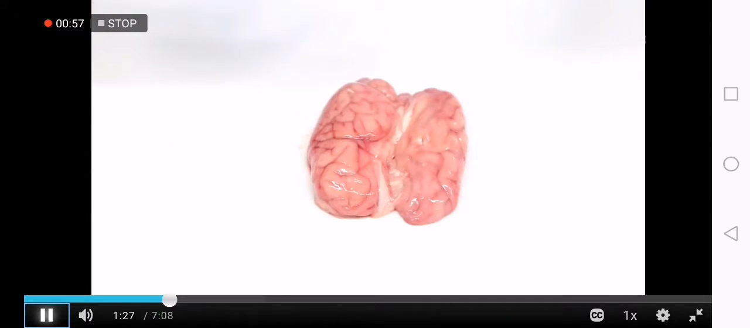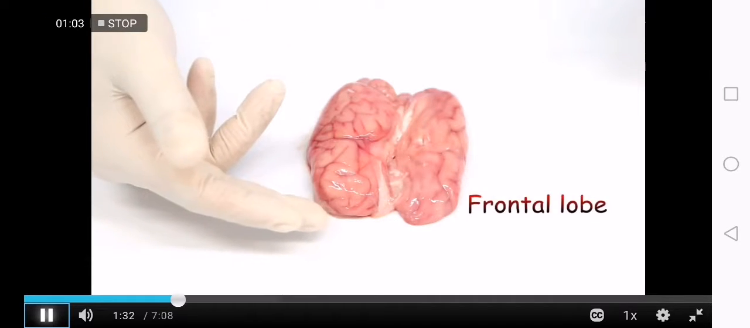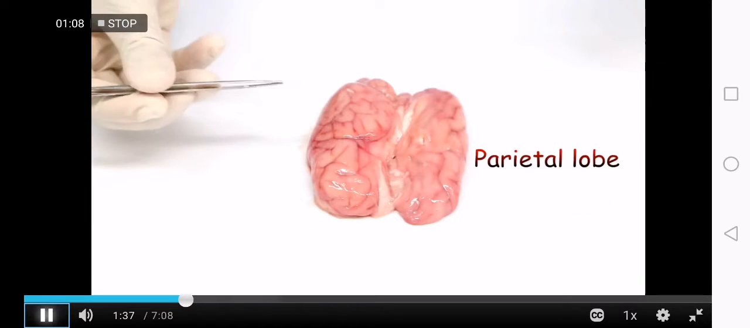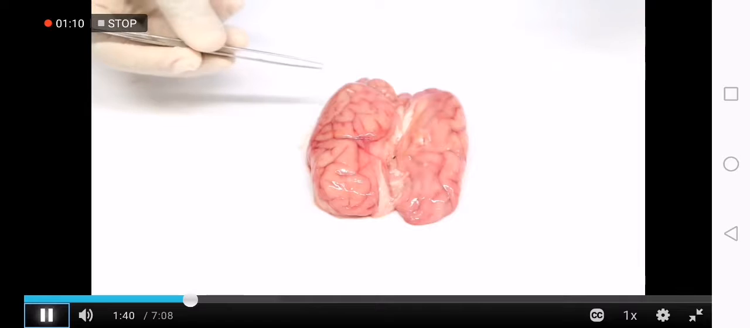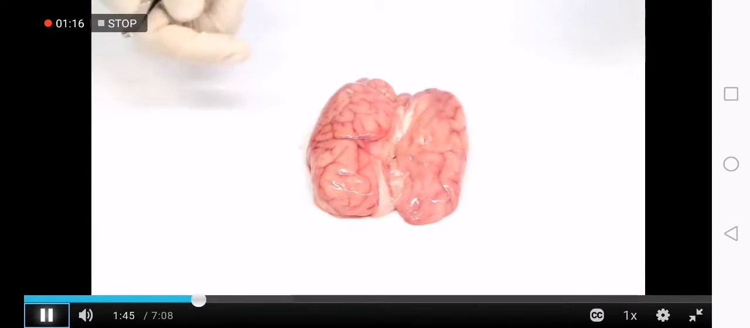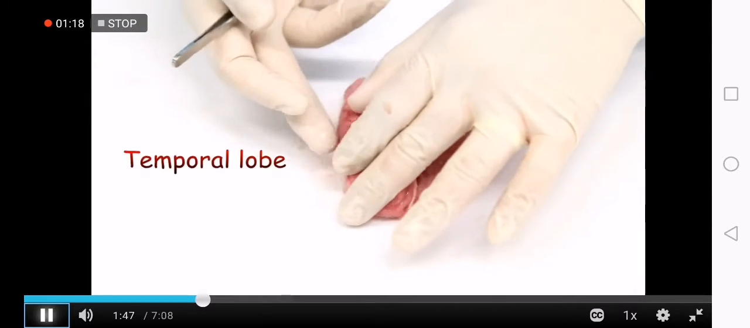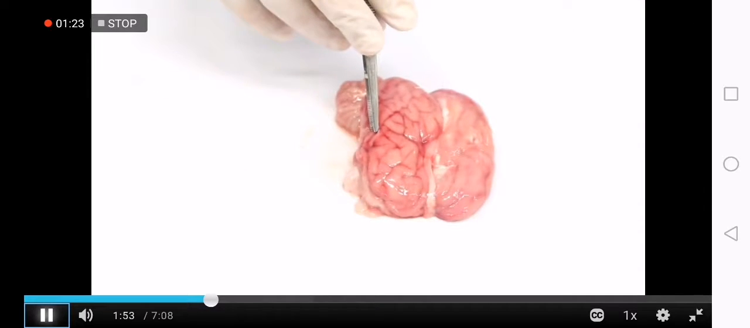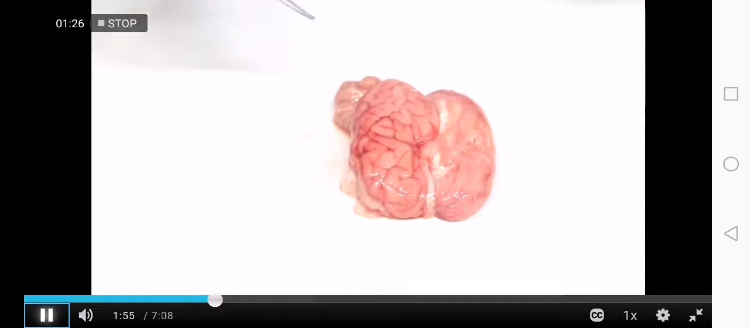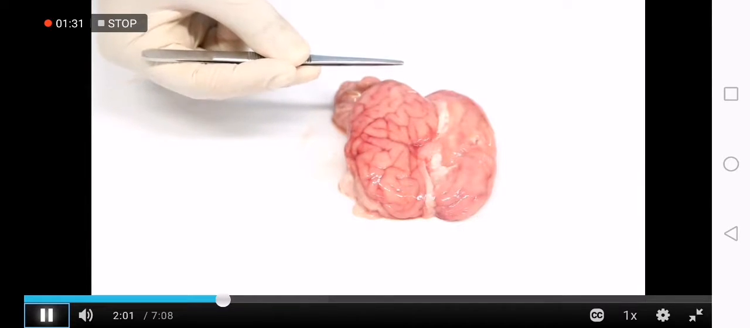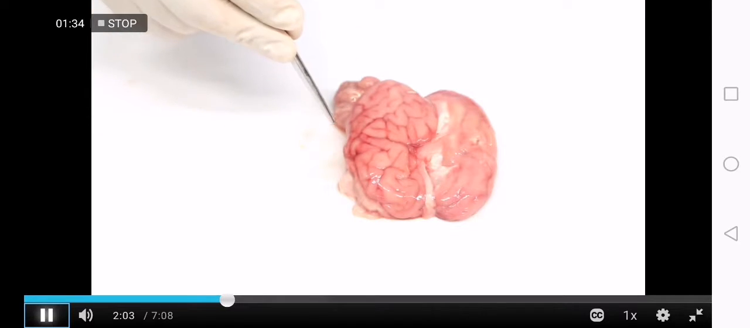Knowing the front and back, you can now identify the different lobes of the brain. In the front part of the brain, you have the frontal lobe, followed by the parietal lobe, and then you have the occipital lobe. In humans, there is also the temporal lobe, which is on the side of the brain. In the sheep's brain, it's not as prominent as you can find it in human brains. So you have the frontal, parietal, and occipital lobe, and you also have the temporal lobe here.